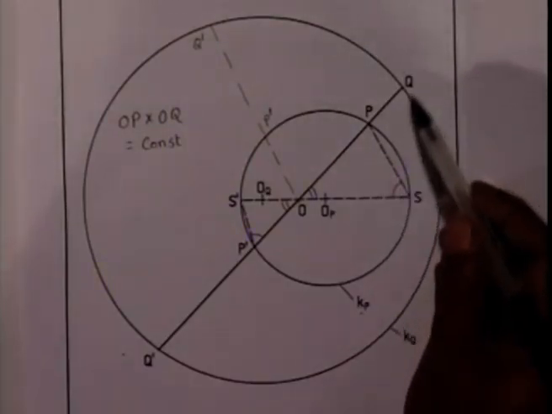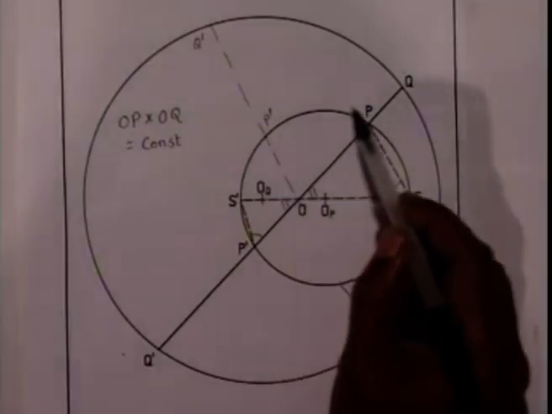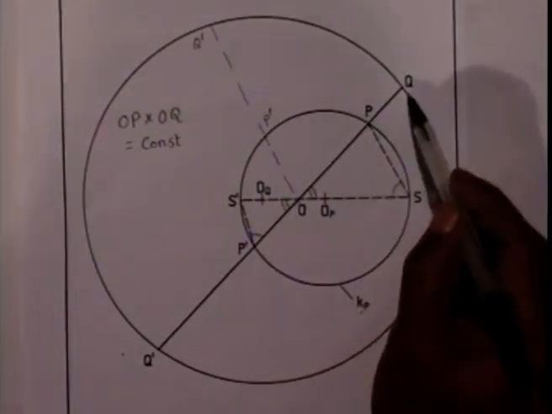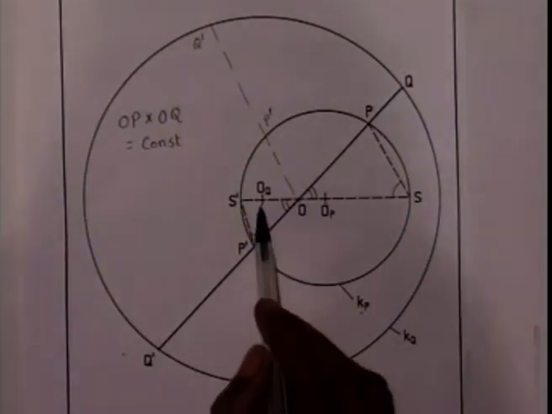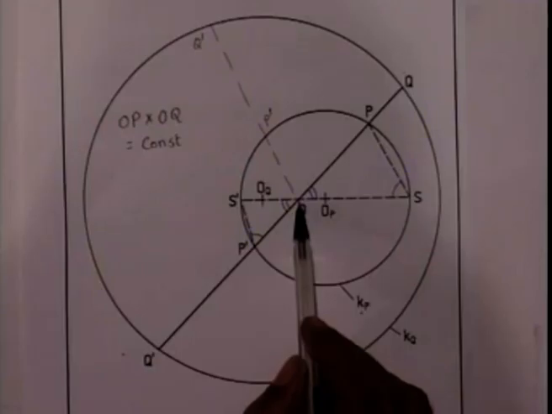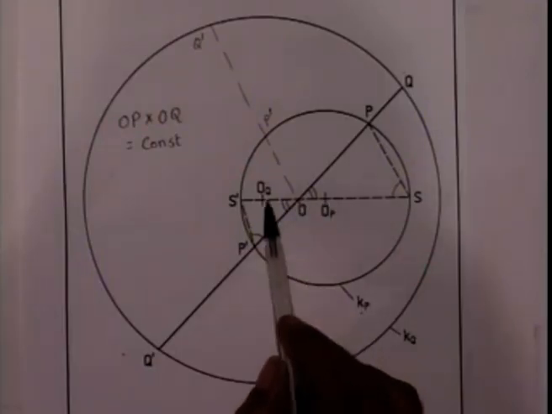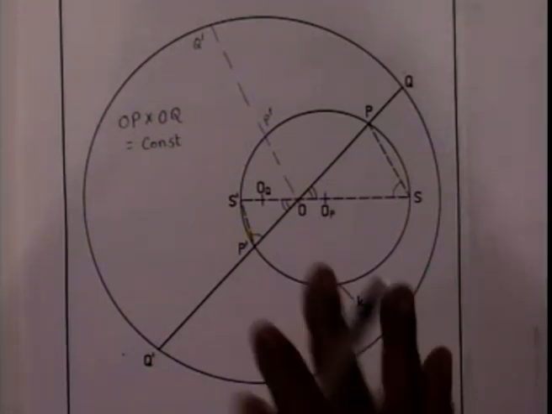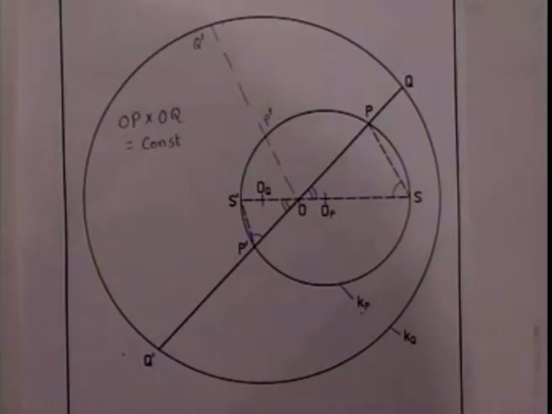Not only that, as we see in this figure, the center of the circle Kp is at OP, whereas the center of the circle Kq is at OQ. And these 3 points, namely the fixed point O, OP and OQ, are collinear. This is the inversion in general for circle.